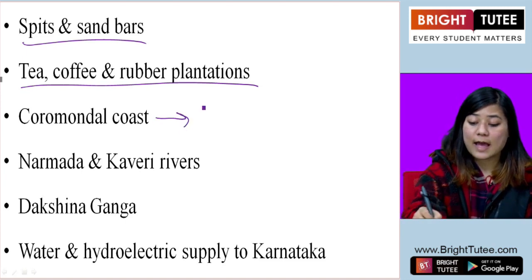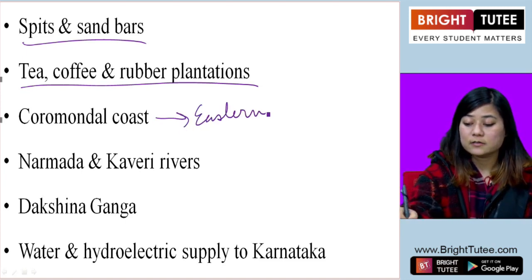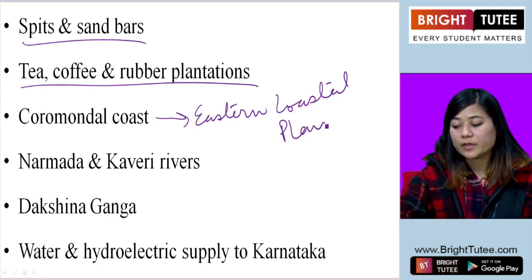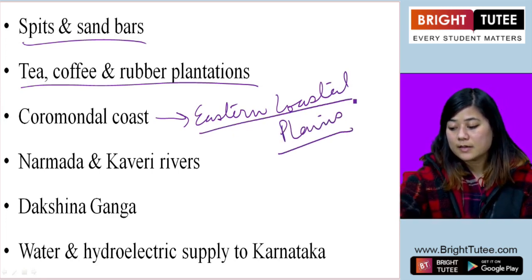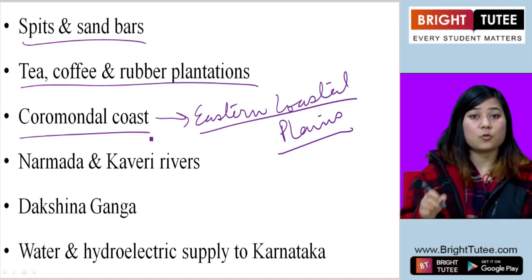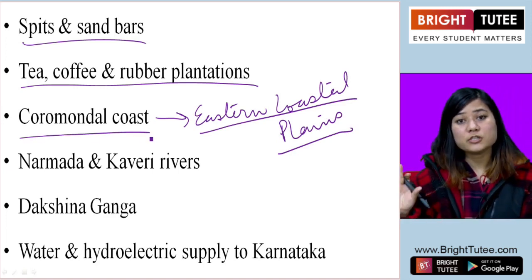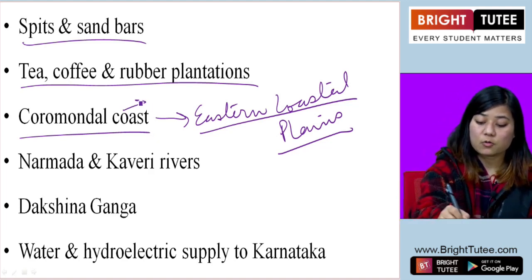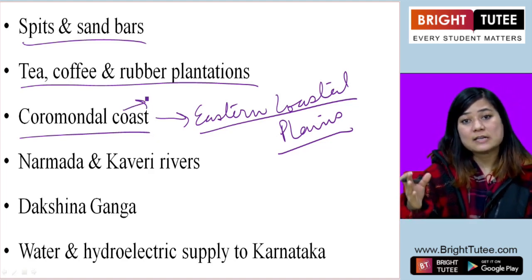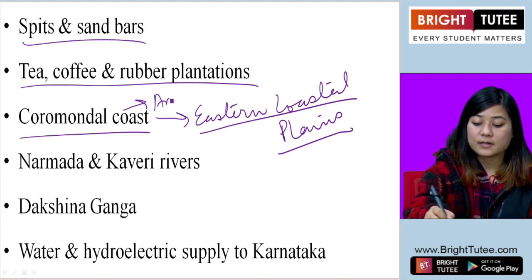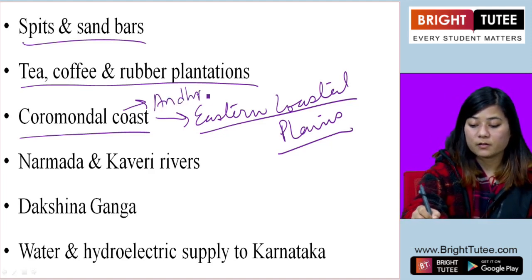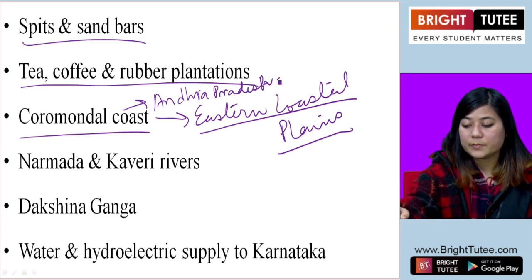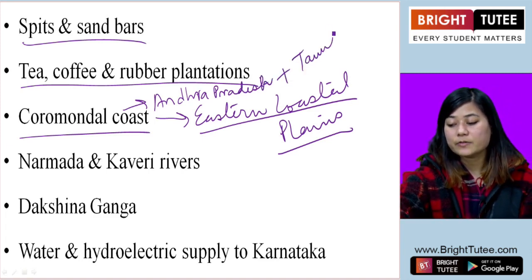Now when we look at the eastern coastal plains, then we have the Coromandel coast. Okay, the coast here is called the Coromandel coast, but this Coromandel coast is the coast which lies along the Andhra Pradesh and Tamil Nadu area.